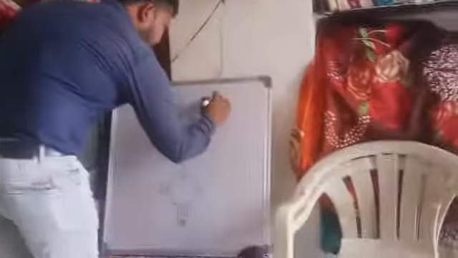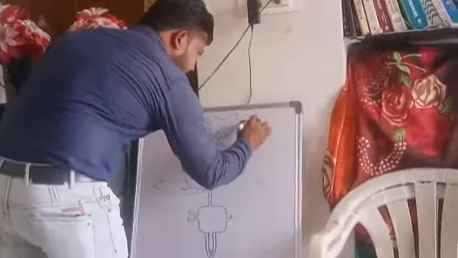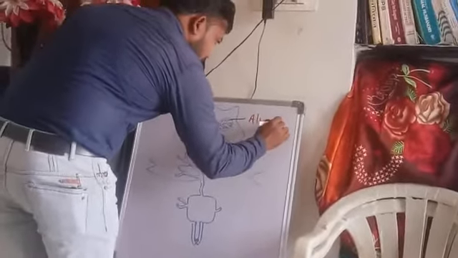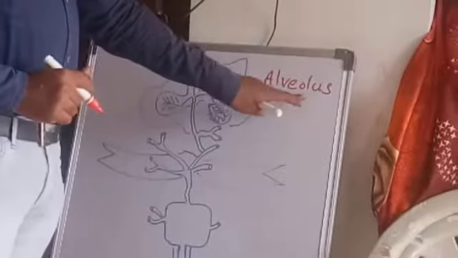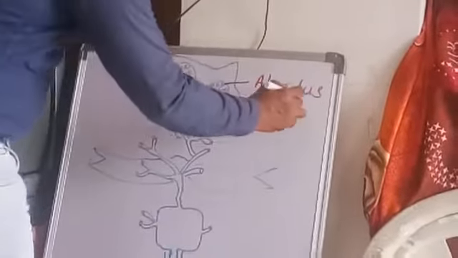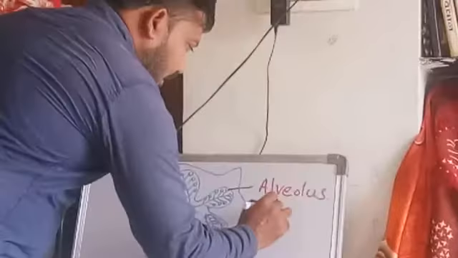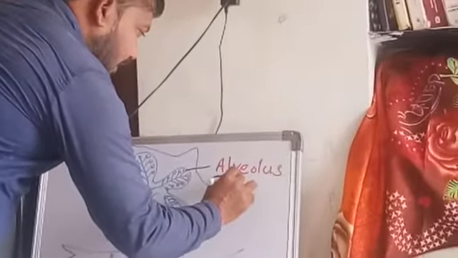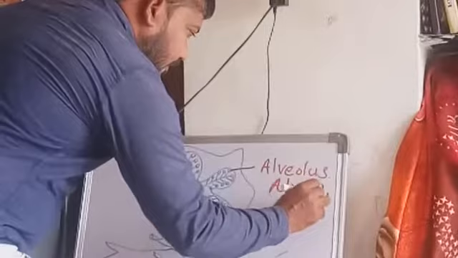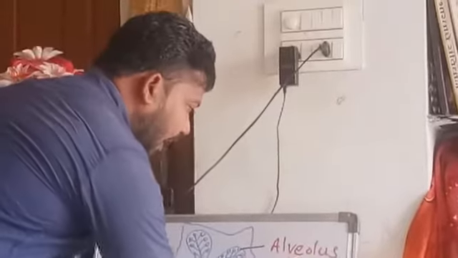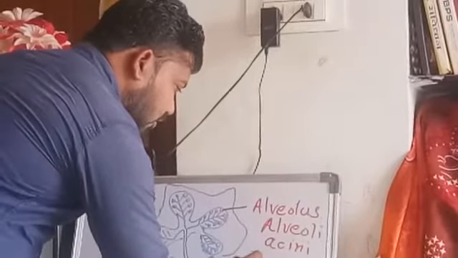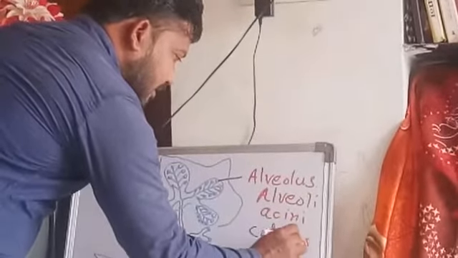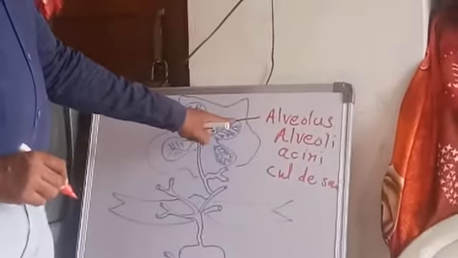This is called alveolus. This is the singular, and in plural it is called alveoli. Many alveolus together are called alveoli, or they are also called acini, or cul-de-sac. These are the different names of this structure.